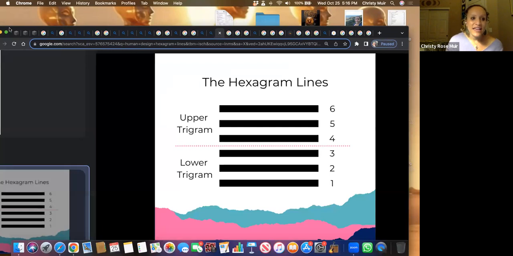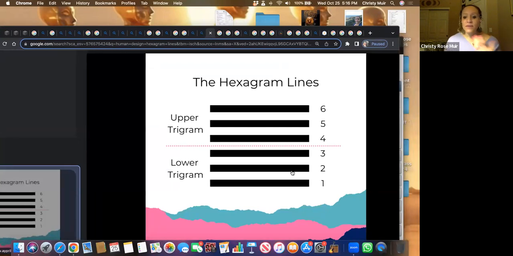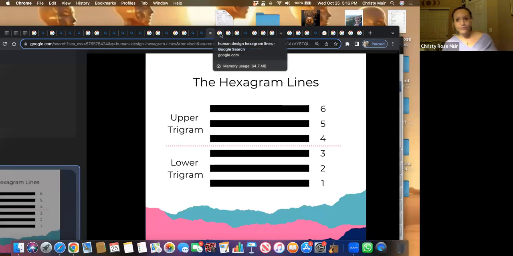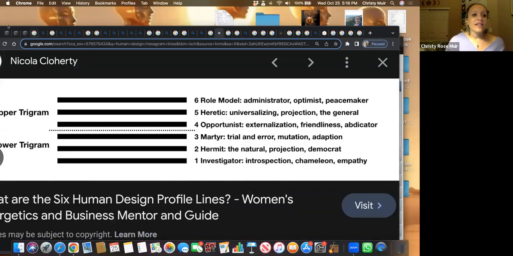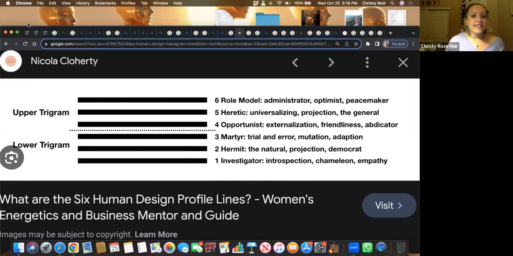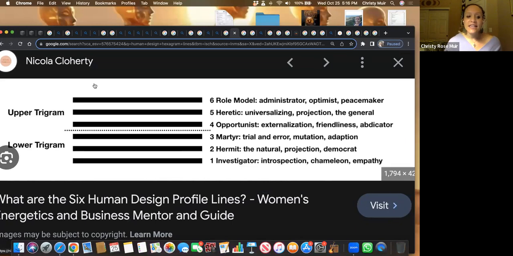Each of those gates or hexagrams can be expressed in one of these 6 ways. The bottom 3 are the lower trigram. It's all about the self, the individual. The top 3 are the upper trigram, and it's all about the other, about reaching across this divide to connect with the other in one way or another. And so each of these 6 lines has a keynote, a theme.